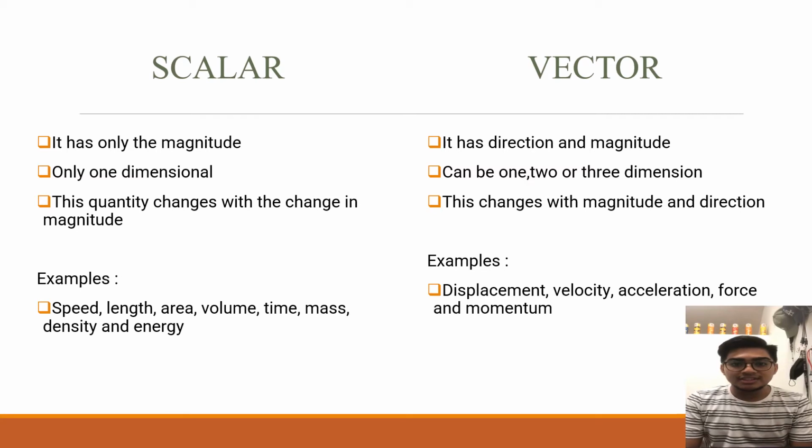What is scalar and vector? Scalar has only magnitude, while vector has magnitude and direction. Scalar is only one-dimensional, while vector can be 1, 2 or 3 dimensions. For scalar, the quantity changes with the change in magnitude, while vector changes with magnitude and direction.